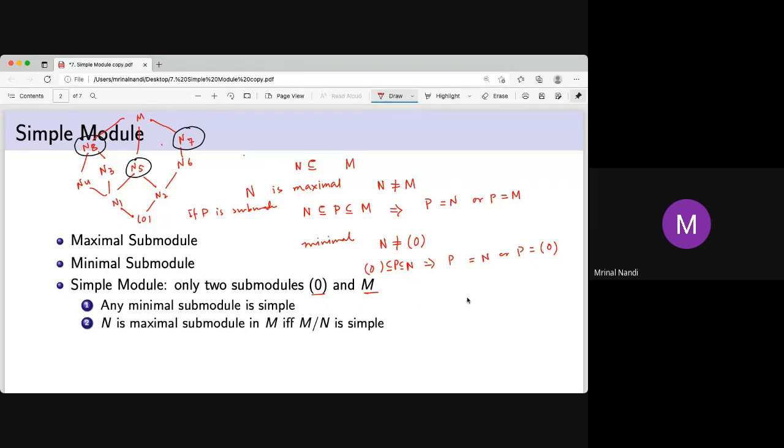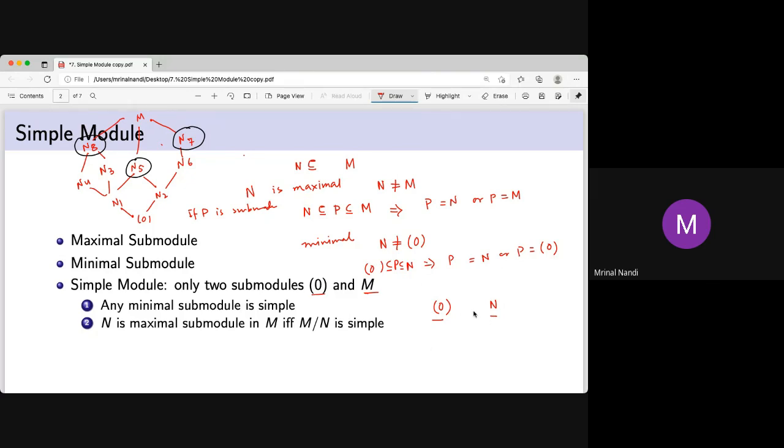So see, N is minimal, so no other submodule is there other than 0. N and 0 are the only submodules. N itself is a submodule, N is a submodule of N, and 0 obviously is a submodule of anything. But there are no other submodules because it is minimal. So a minimal submodule is simple.